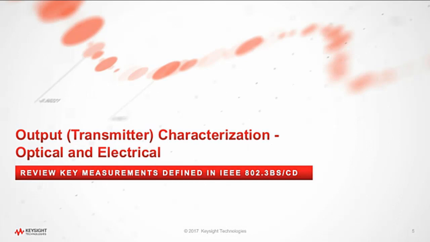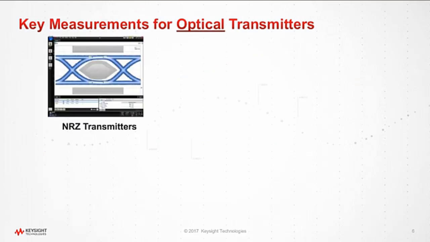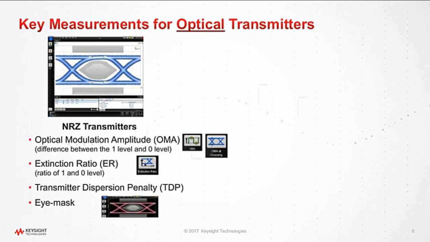Today I'm going to talk to you a little bit about output or transmitter characterization, both on the optical side, some key measurements there, and on the electrical side, with a focus on some of the parameters that are called out in 802.3bs and CD. We'll start with looking at some of the key measurements for optical transmitters, and we'll look back just for a moment at NRZ, or non-return to zero transmitters, and some of the measurements that were made to characterize those outputs.